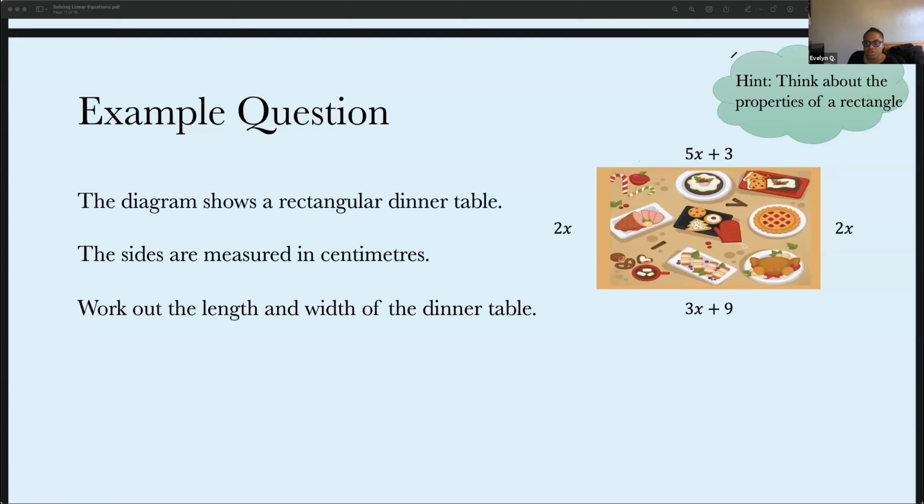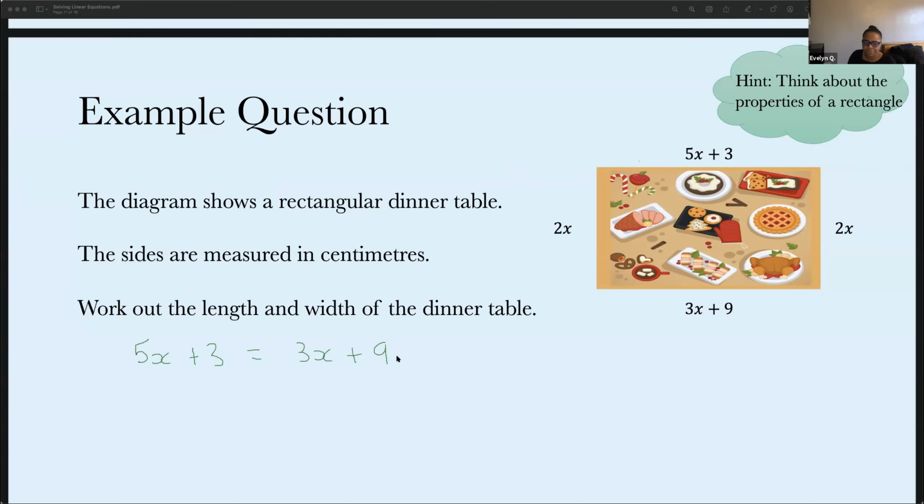Right, so let's have a look at this. Now, the hint that I gave you was to think about the properties of a rectangle. Now, remember, the opposite sides on a rectangle are exactly the same in length, yeah? So that means that 5x plus 3 is exactly the same length as 3x plus 9. So that's the first equation that we're going to write down and solve. 5x plus 3 equals 3x plus 9.